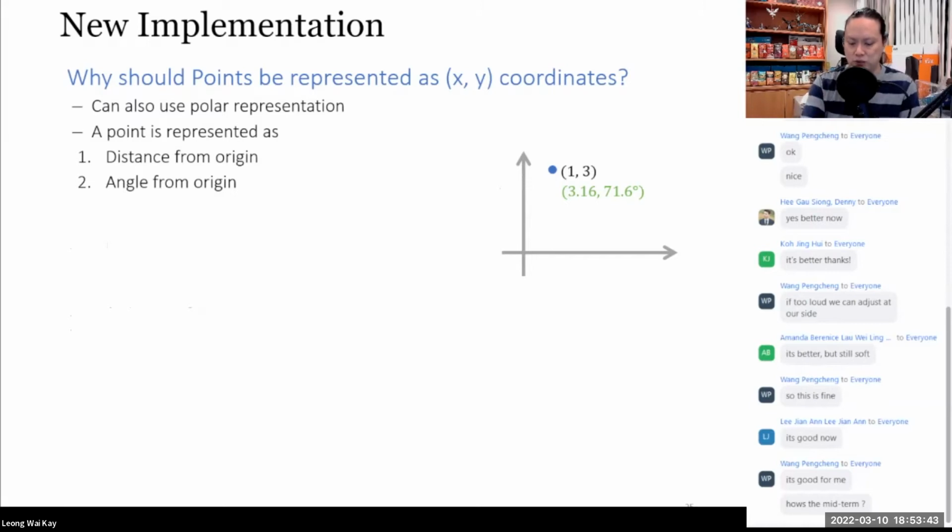Now let's come to this realization. When I say a point on a graph or a point on the plane, does it need to be in XY representation?